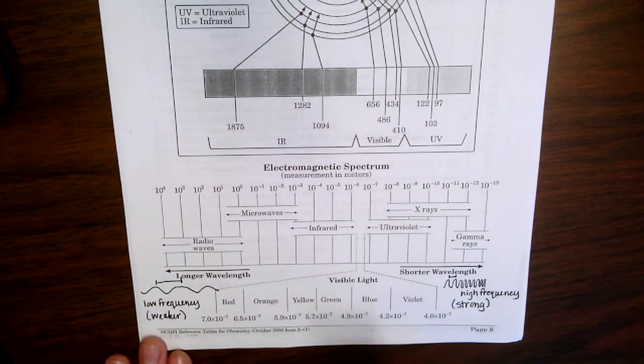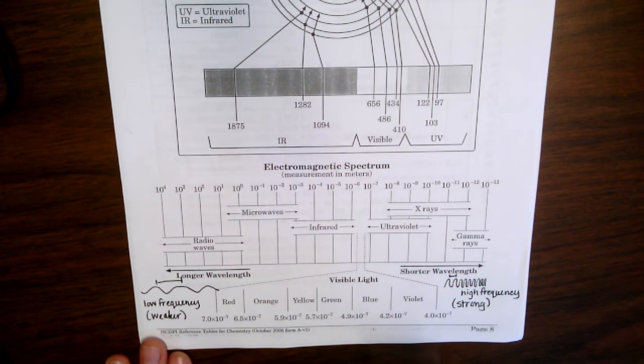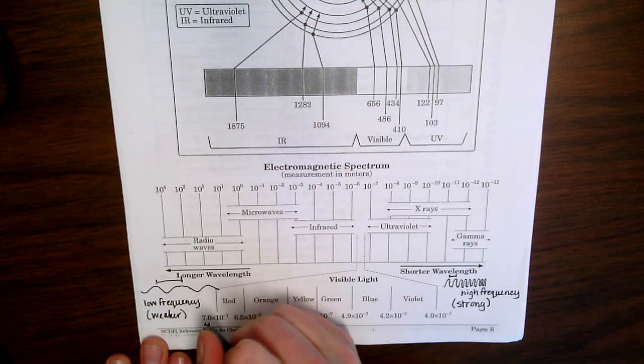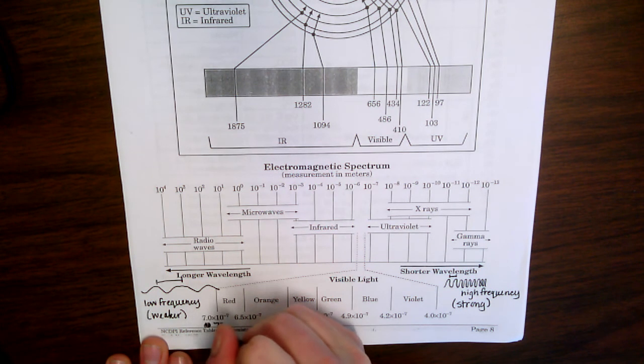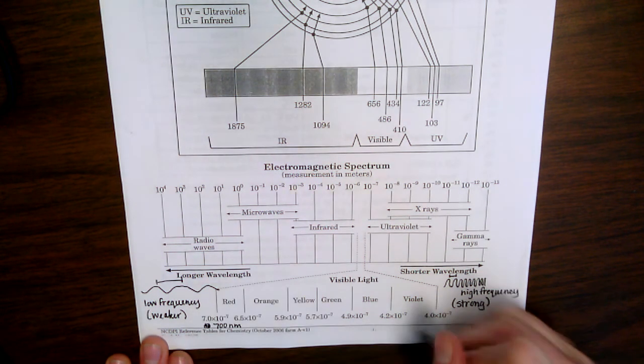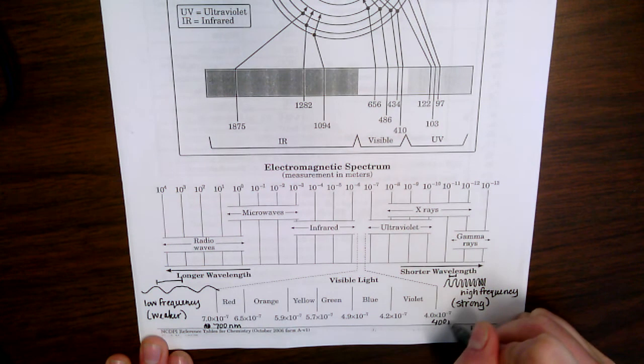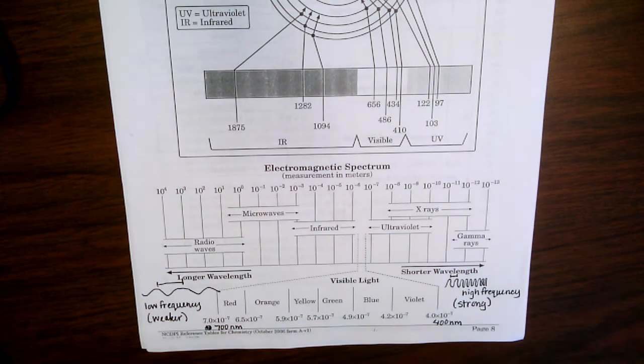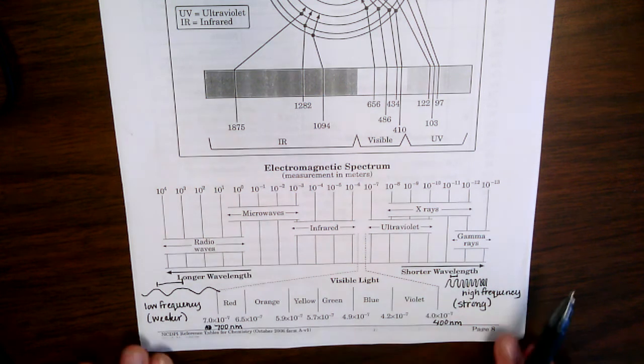Then you've got your visible light. It goes from roughly 700 nanometers to 400 nanometers. That's just the wavelength. So you can tell that this one has a longer wavelength. This is 700 nanometers. This one has 400 nanometers, so it's a shorter wavelength. So it's a stronger wave than, like, the red.